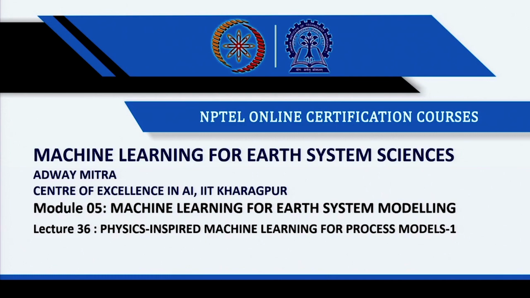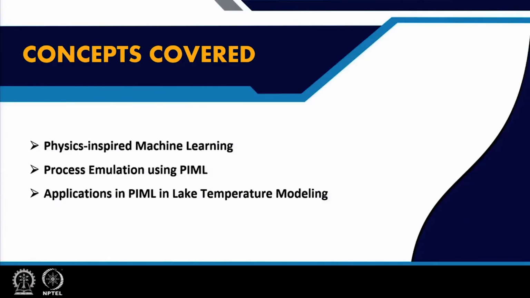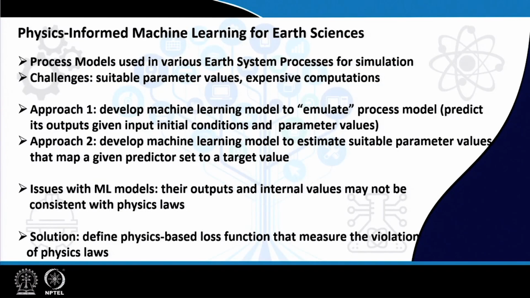Hello everyone, welcome to lecture 36 of this course on machine learning for earth system science. We are currently in module 5, the last module, where we are dealing with how machine learning can be used for earth system modeling, and the topic of this lecture is physics based machine learning for process models. So the different concepts which we are going to cover here are physics inspired machine learning, and how we can emulate process based models using this PIML, and we will also see one specific application of PIML in lake temperature modeling. So first of all, what is this PIML all about?